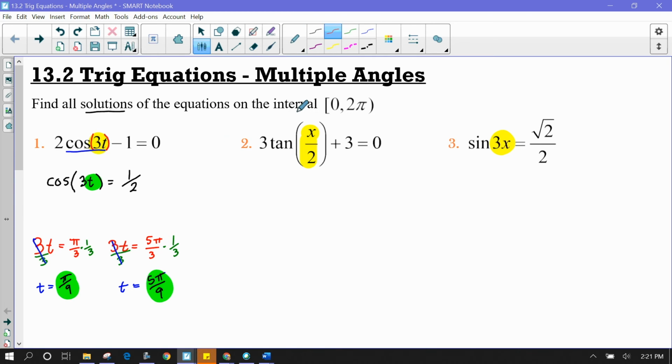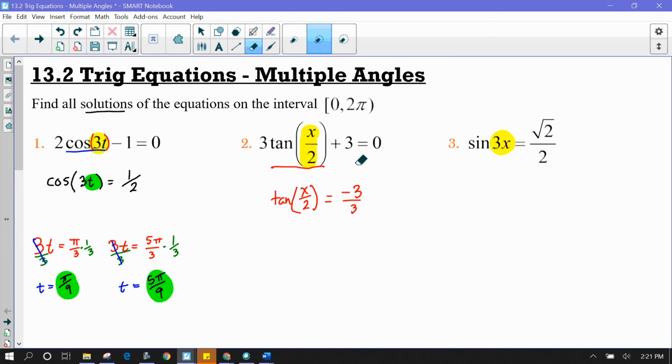So let's try that again with the next problem. Here I want to isolate my trig function, so I want to get tangent of x divided by 2 by itself. So I'm going to subtract 3 over to the other side, and then divide that by 3, which gives me the answer -1. So I can rewrite this as -1.